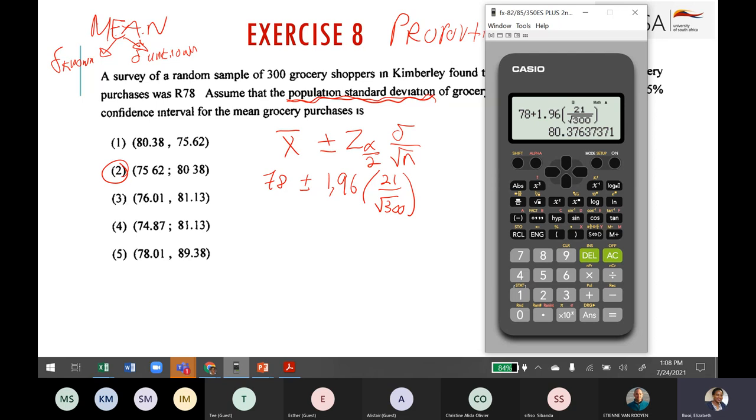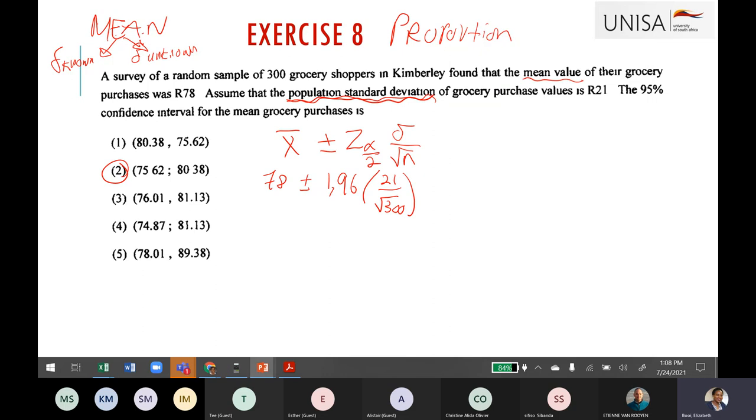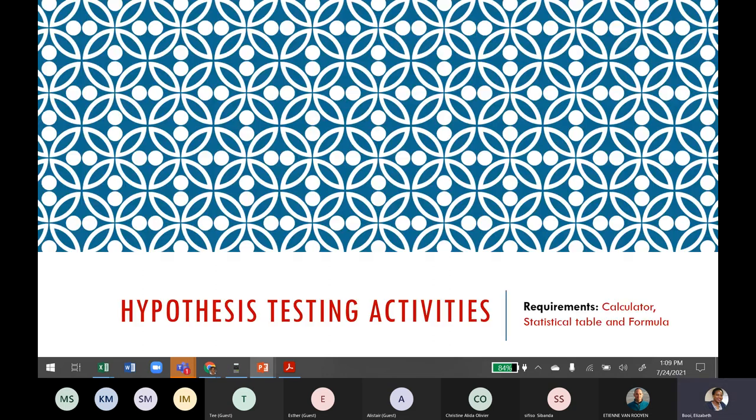Okay, so we're done with confidence intervals. By now you should have a feel for the type of questions you can get and answer. You should be able to answer any question relating to confidence intervals with ease by now. So let's look at hypothesis testing. More questions.